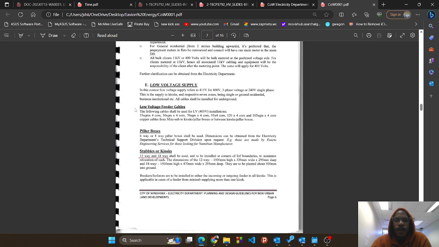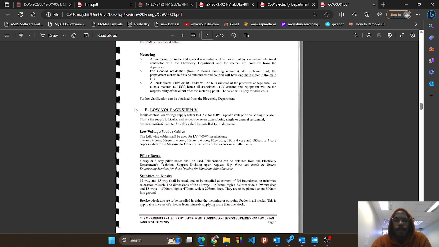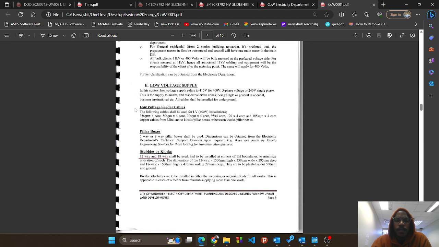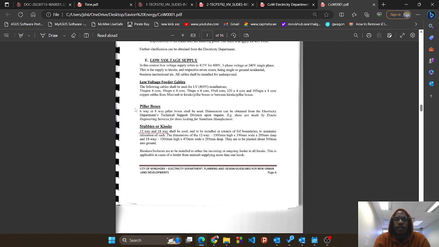The DBs of the different houses. And then we move on to the low voltage supply. The low voltage supply is basically the supply from 415 volts, 400 volts three phase, or 240 single phase. In the type of cabling, they usually allow from a 35 to a 50 to a 70.